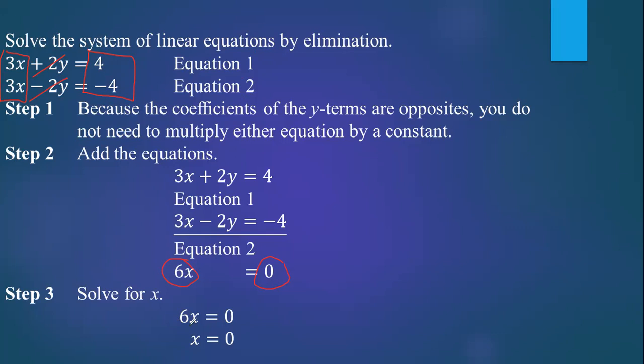How do we simplify? We divide so that we can cancel out the 6, so what remains is 0. So we have eliminated the y at first, and then we got the value of x. Since we already know x equals 0, we substitute that into either of equation 1 or 2. We choose 1 or 2.